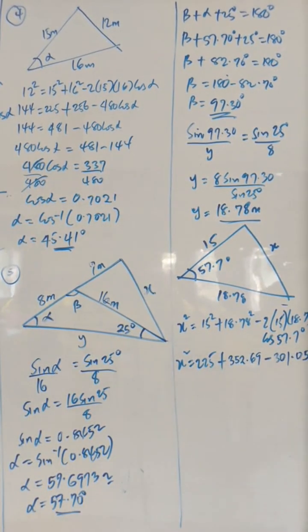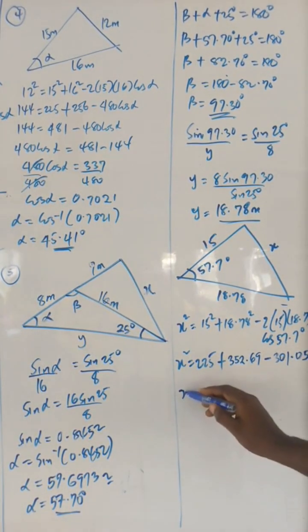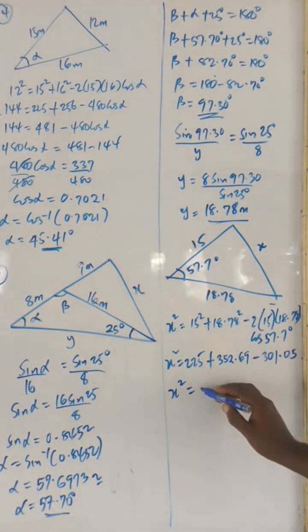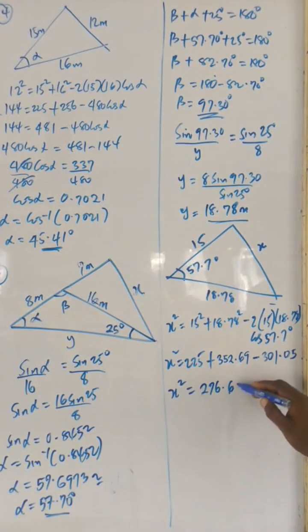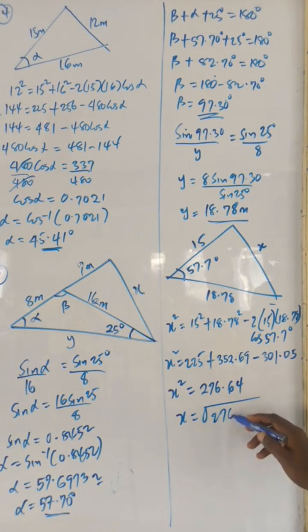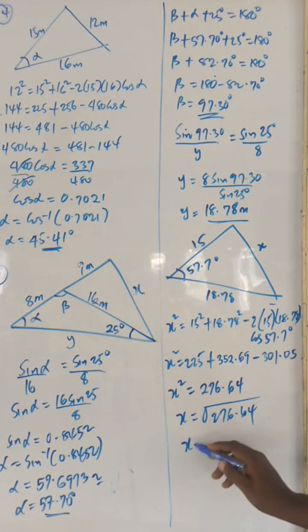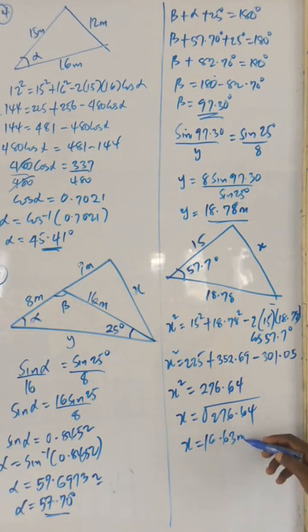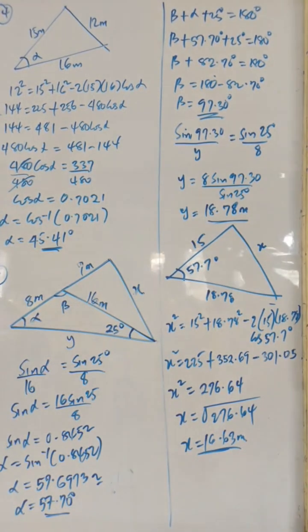301.01054. So add this, subtract this. So s squared equals to... so from here x is the square root of 276.64. So finally x equals to... so we've gotten alpha, beta, y, and x. We apply sine rule 3 times, then cosine rule once.